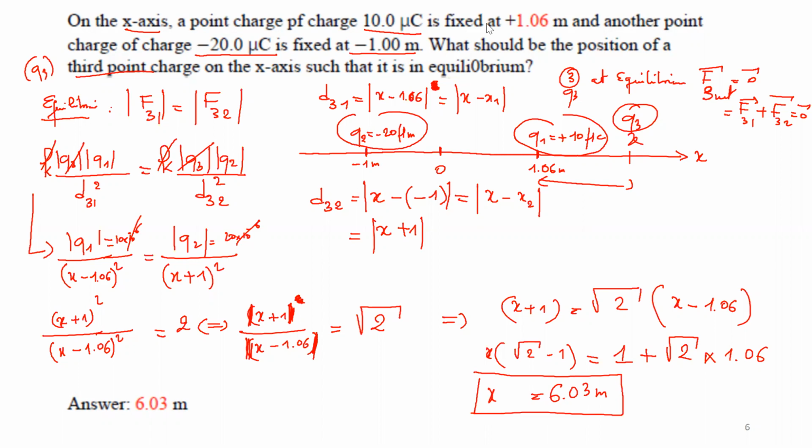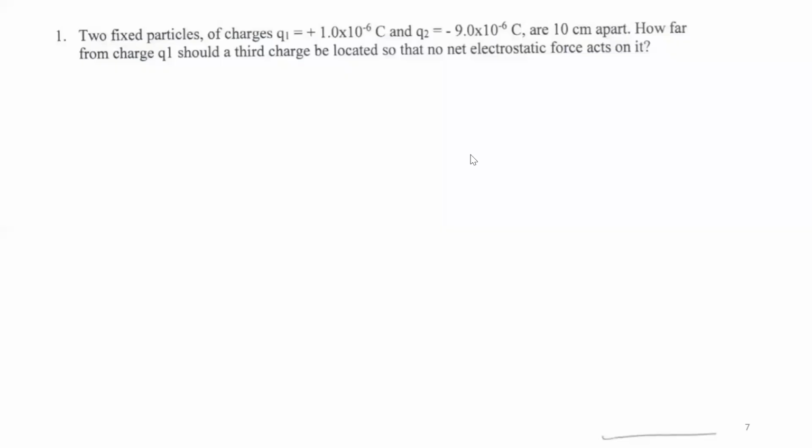Let me go to the next problem. So this problem also is almost the same. Let's just solve it. Okay, so you need to know how to solve this type of problem. Two fixed particles of charge Q1 is 1 times 10 to the power minus 6 coulomb and Q2 is minus 9 times 10 to the power minus 6 coulomb, 10 centimeters apart. So how far from charge Q1 should a third charge be located so that the net electrostatic force on it is 0? There is no net electrostatic force acting on it.